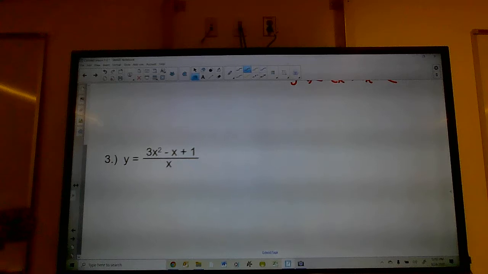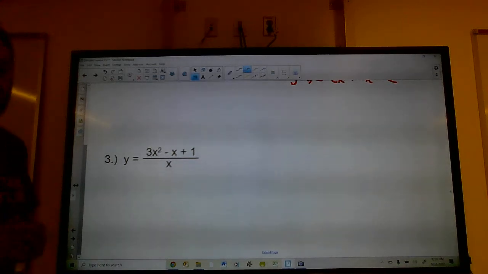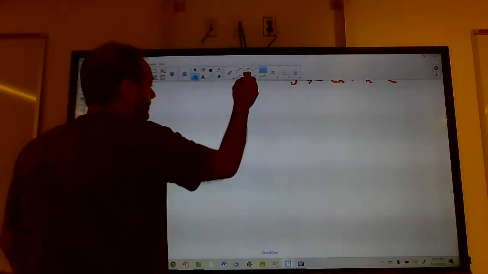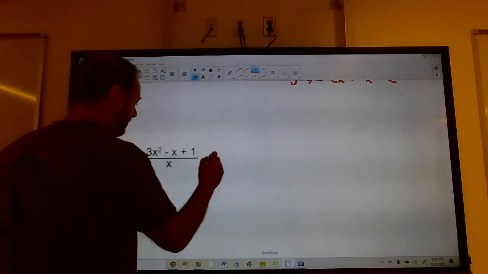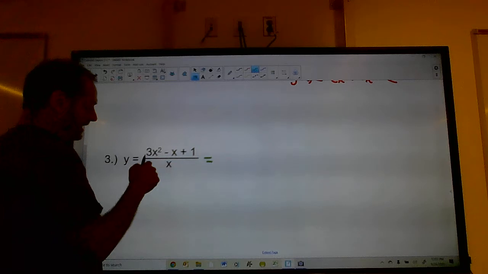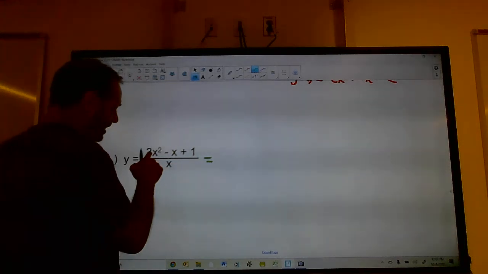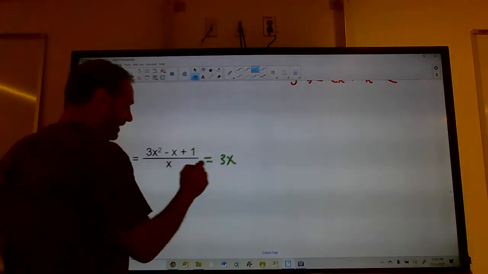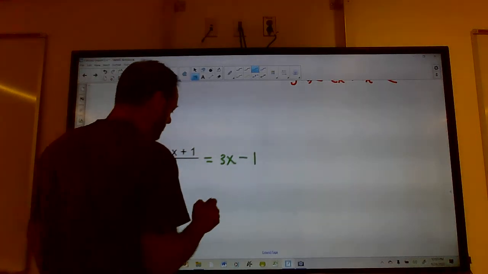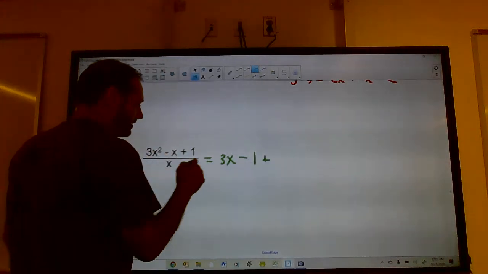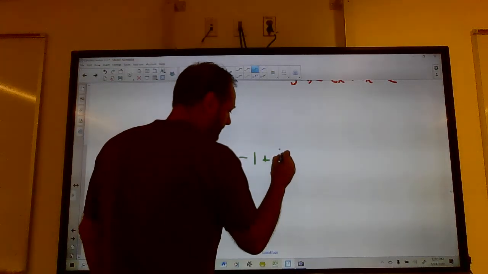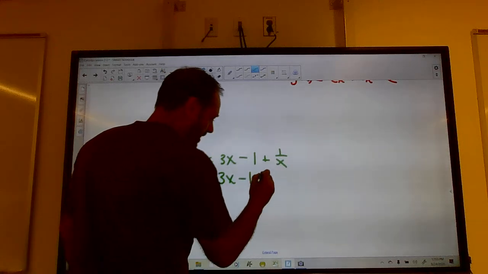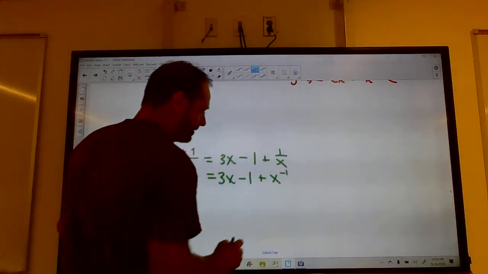Okay, what do I do with this thing? We don't really have a rule for dealing with this yet, so what I would do is divide everything first. So I would change this. I can divide an x out of all this, so this would be 3x squared divided by x, which is just 3x, minus x divided by x, which is 1, plus 1 divided by x, which would be 1 over x, which I'm going to go ahead and rewrite as x to the negative 1.